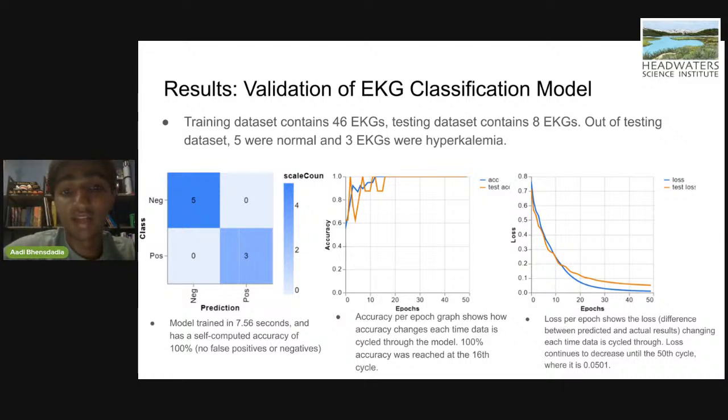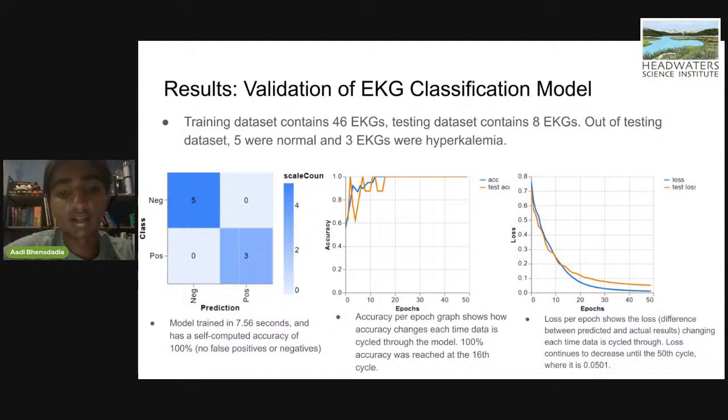So next, we're going to go to the validation of the EKG classification model, the image recognition model. The training data set contains 46 EKGs, and the testing data set contains 8 EKGs. Out of the testing data set, 5 of them were normal, and 3 EKGs were hyperkalemia. On that figure on the left, we can see that the model trained in 7.56 seconds, and that figure is what we call a confusion matrix. That means that basically what this one is showing is that the model has a self-computed accuracy of 100%, so no false positives or negatives.